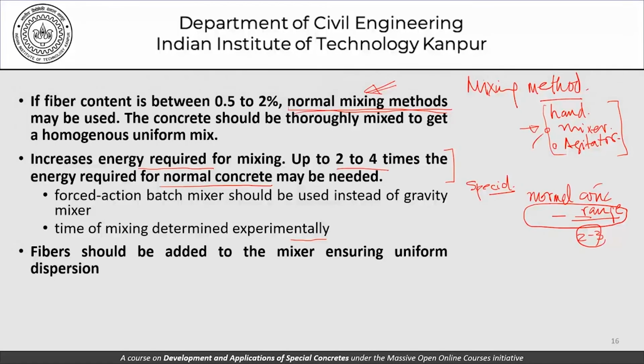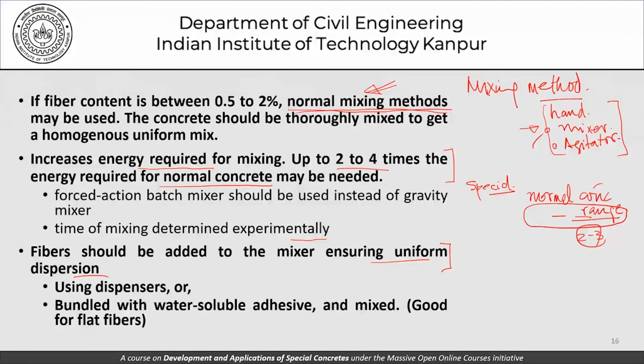Fibers should be added to the mixer, ensuring uniform dispersion. Now this is also very important because you cannot just dump the fibers at one place and hope that the mixing process will take care of the uniform distribution. We have to make sure that fiber dispersion happens in the right way. We can use either dispensers or we can use bundled fibers in water soluble adhesives and mixed. This is good for flat fibers, and we should be careful that the chemical that we use for bundling these fibers is not deleterious from the point of view of hydration of cement.